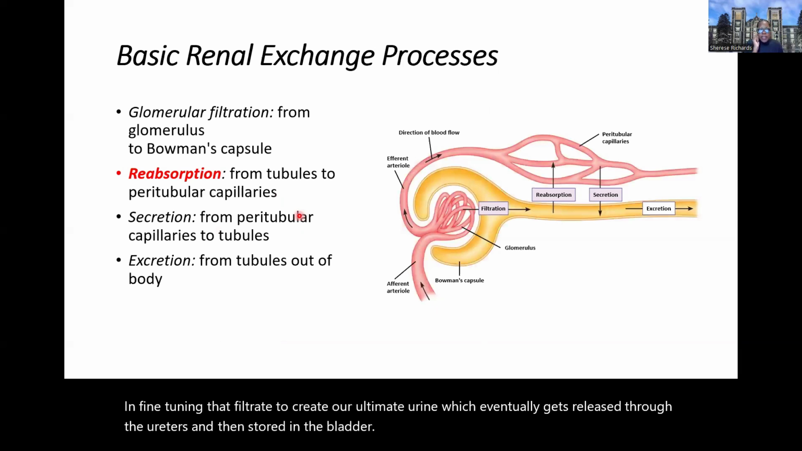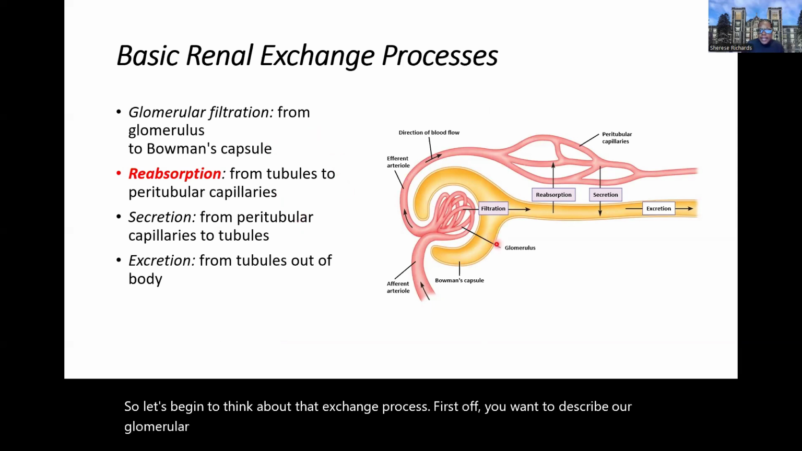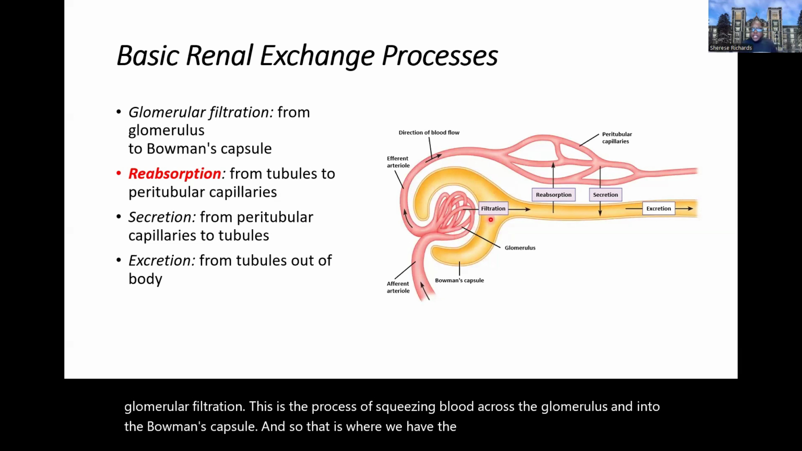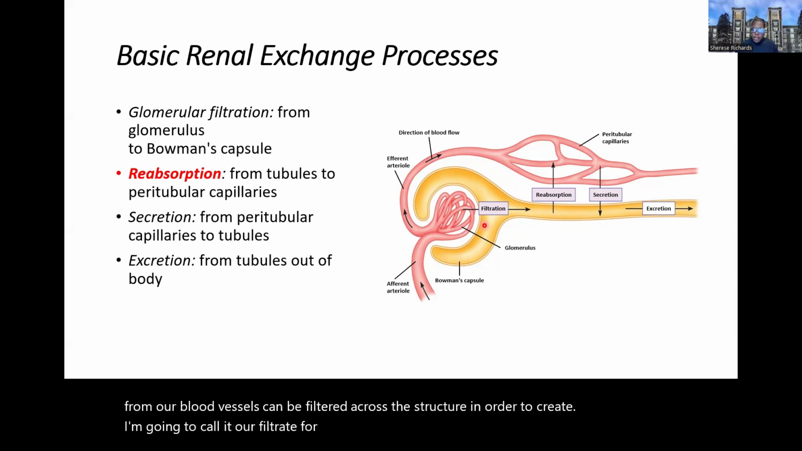So let's begin to think about that exchange process. First off, we want to describe our glomerular filtration. This is the process of squeezing blood across the glomerulus and into the Bowman's capsule. And so that is where we have the initial exchange where the plasma from our blood vessels can be filtered across the structure in order to create, I'm going to call it our filtrate for now. It will become urine, but it's going to go through a lot of conditioning.